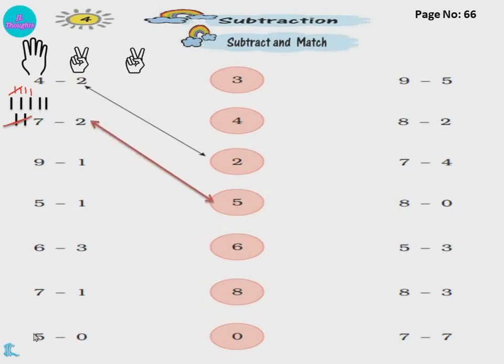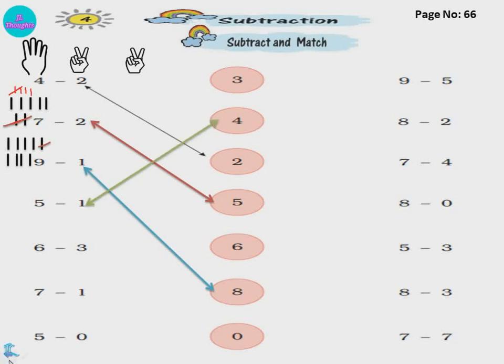So I'll match it to 5. Next one, 9. 1, 2, 3, 4, 5, 6, 7, 8, 9. 9 fingers you will open. In that close, subtract 1. So close 1 finger. So 9 minus 1 is 8.